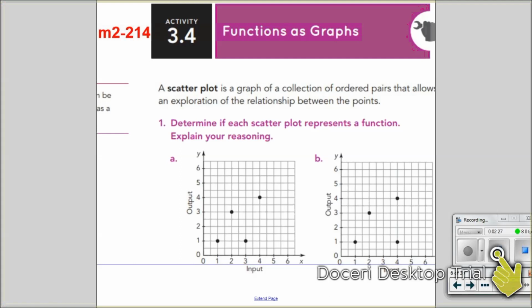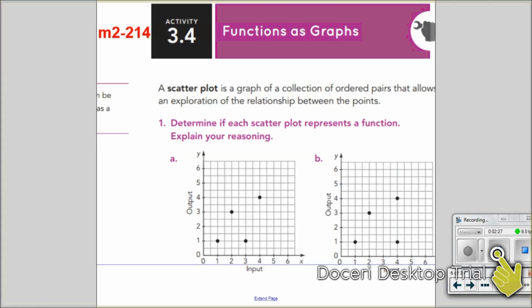At the top we have some black lettering that gives us some information on scatter plots. We're going to read this together. Remember, when I stop, I need everybody reading the next word as a team. Nobody not participating. Here we go. It says, a scatter plot is a collection of ordered pairs that allows an exploration of the relationship between the points. You've probably used scatter plots before.